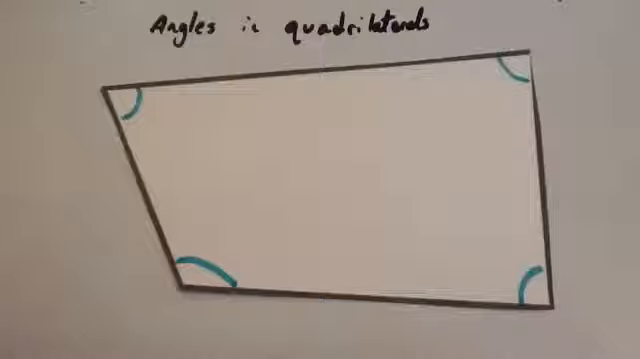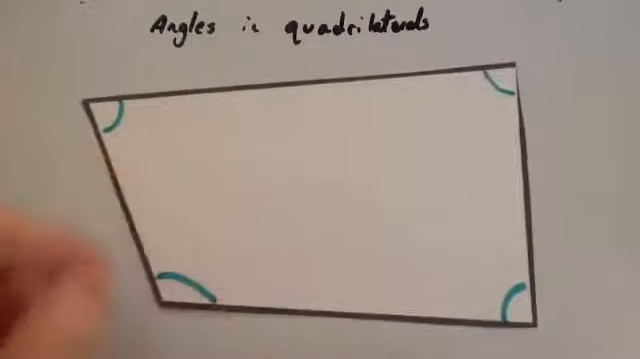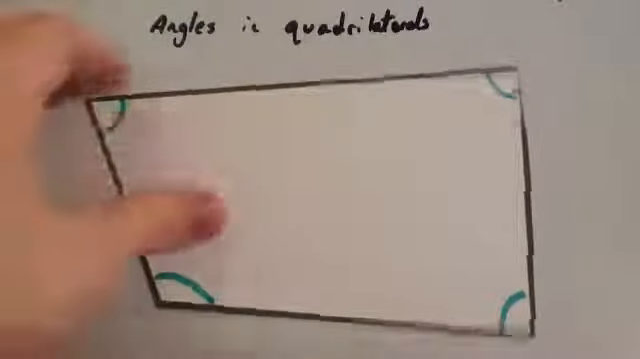In this video we're going to look at angles and quadrilaterals. Here's an example of a quadrilateral, a four-sided shape, and what I've done is I've marked in the four angles all with a green arc to show that they are the angles that we're going to look at.